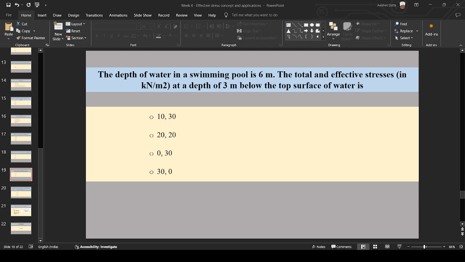I'll repeat the question once. The depth of water in a swimming pool is 6 meter. The total and effective stresses in kilonewton per meter square at a depth of 3 meter below the top surface of water is. The options are 10, 30; 20, 20; 0, 30; or 30, 0. The first one in the options is the total stress, and the second one after the comma is the effective stress.